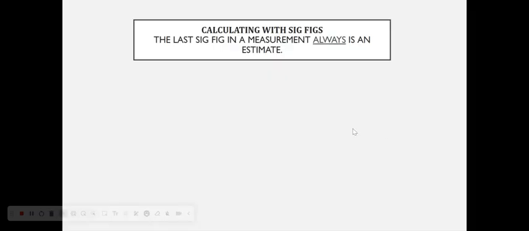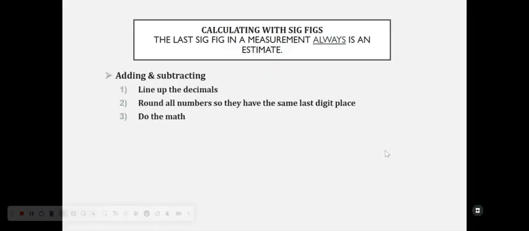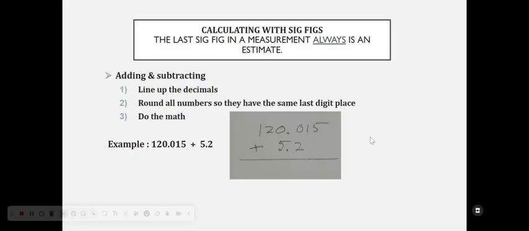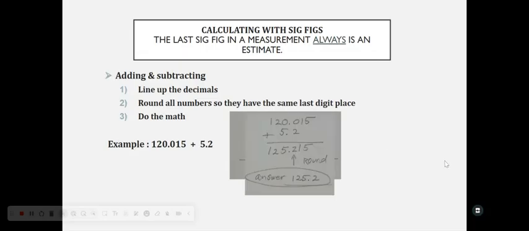Okay. Back to adding and subtracting. So you line them up. In this case, I didn't round them yet. I just lined them up. I did my math. And then I looked to see which one had the least decimal places, and I rounded it to that number of decimal places. Go ahead and try this one. And as you try that one, you can check your work. There's the answer.